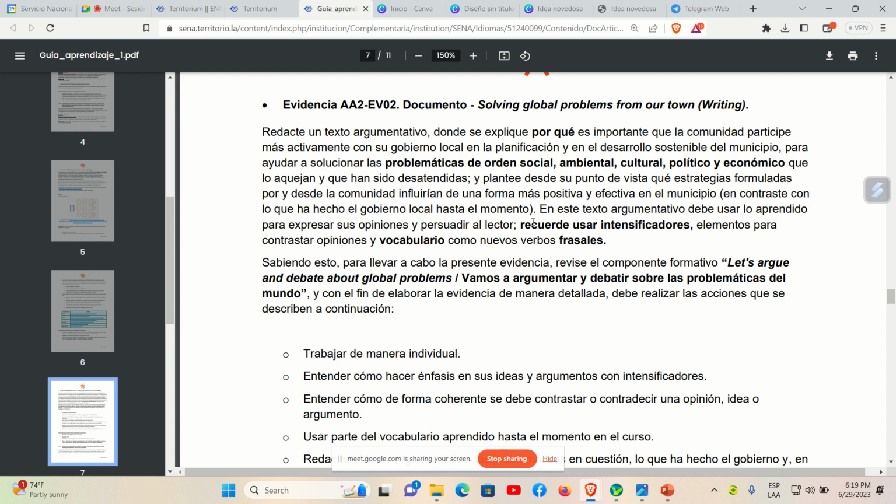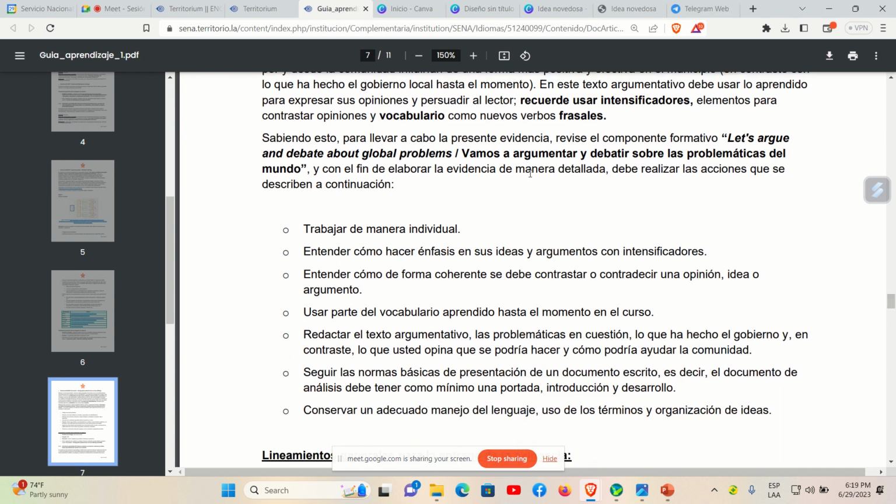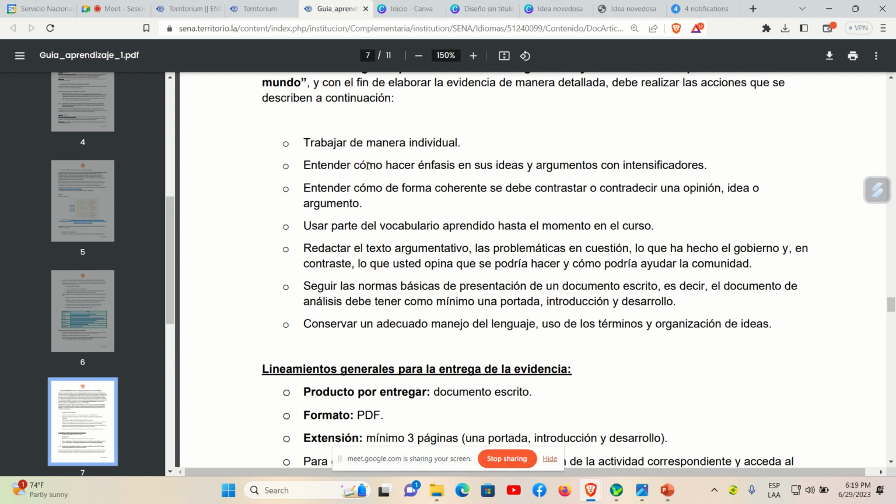Es importante que tenemos que utilizar intensificadores, que ya les voy a decir cuáles son, elementos para contrastar opinión, vocabulario y nuestros verbos frasales, ¿listo? Sabiendo esto, para llevar a cabo la presente evidencia, tenemos que revisar el componente formativo, obviamente, ahorita lo vamos a ver, y lo hacemos así. Dice, vamos a trabajar de manera individual, entender cómo hacer énfasis en sus ideas y argumentos con intensificadores, entender cómo de forma coherente se deben contrastar o contradecir una opinión, utilizar vocabulario, redactar un texto argumentativo.